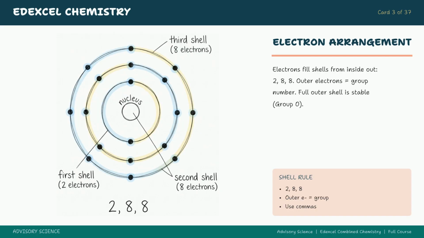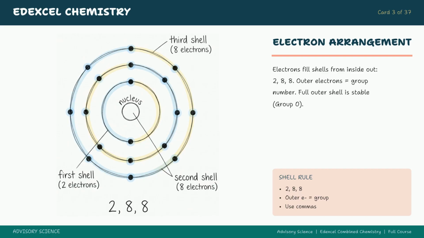Electron arrangement. Electrons fill shells from the inside out. The first shell takes 2, the second takes 8, and the third takes another 8, so 2, 8, 8. We call that electronic configuration. So argon with 18 electrons has the arrangement 2, 8, 8. The number of electrons in the outer shell equals the group number, from 1 to 7. A full outer shell is stable, which is exactly why the noble gases in group 0 are so unreactive.